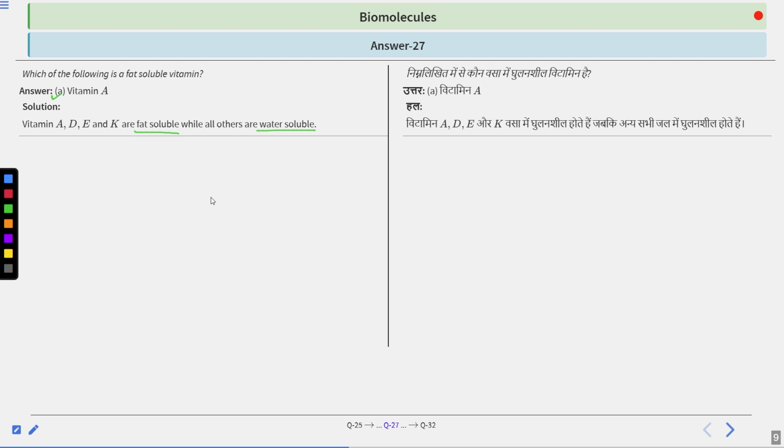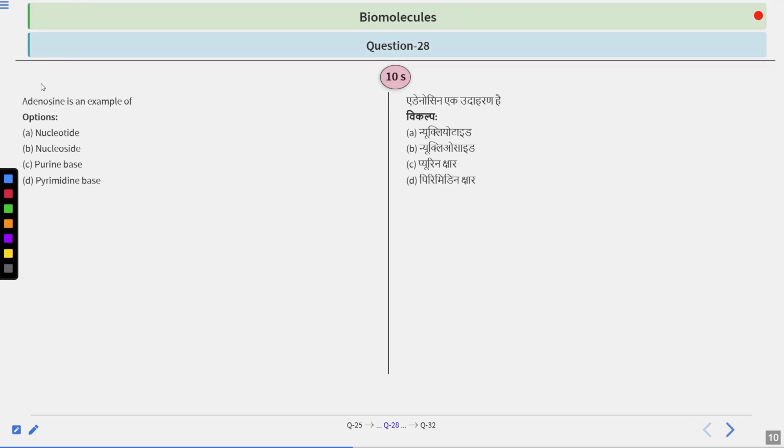Moving on to our next question. Adenosine is an example of. So we have been given adenosine and we have to choose the option for which adenosine is an example. Options are nucleotide, nucleoside, purine base, or pyrimidine base. You have some time to think about this question. After that, we will see the answer.